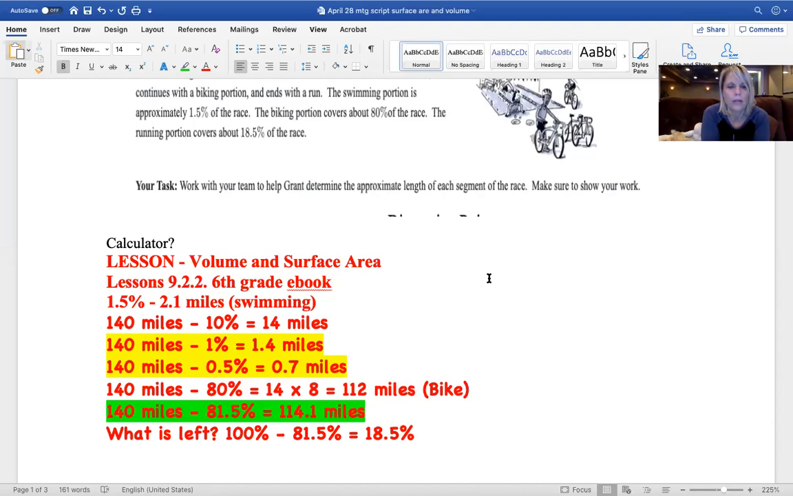So if I have 81.5% is 114 and 1/10 miles, I take that and I do 140 minus 114.1 miles. How many miles would 18.5% of the race be? If I know enough information, I could just do it this way by just using subtraction.